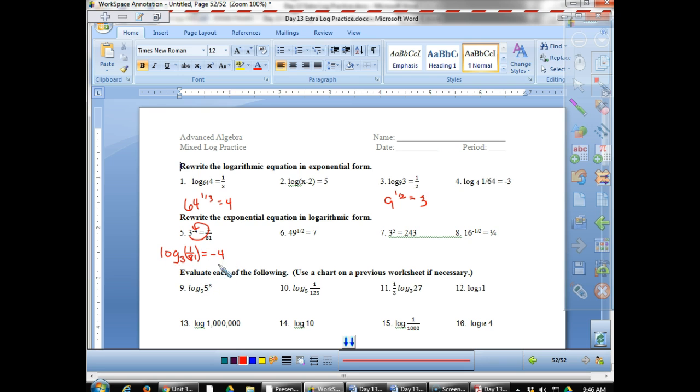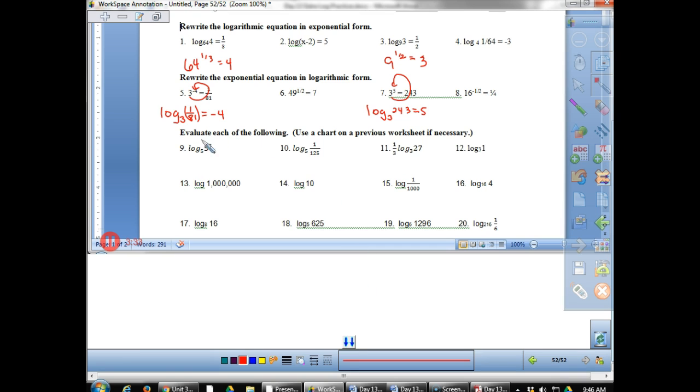And that's definitely true. So write log base 3 of 243 is equal to 5. So that's how you do those. Now evaluating, we have to use some of our properties that we've talked about.